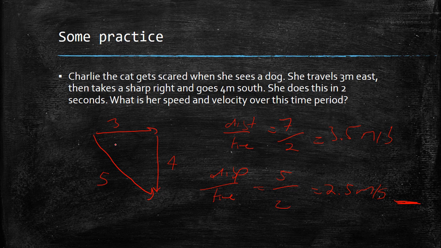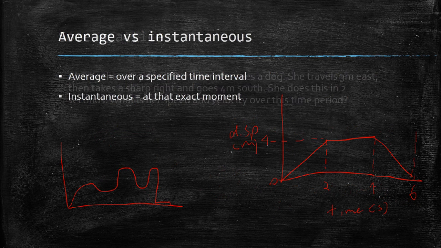The direction in this case will be the angle theta here from the horizontal line. In order to figure that out, you can do your trigonometry if you want, but that's not the purpose of this video, so we're going to keep moving forward.